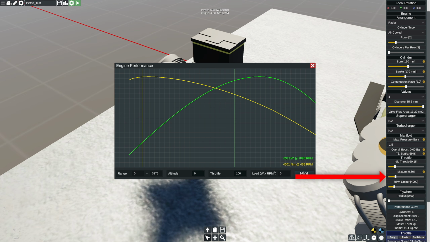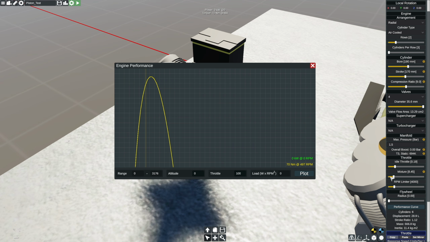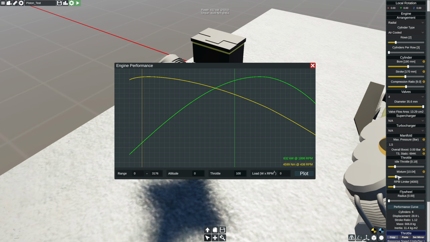Mixture controls the ratio of air to fuel entering the cylinder. A lower value will run more fuel rich and allows for more power up to a point. Too low and you will choke the engine. A lower value can also reduce preignition. A higher value will run leaner and is more efficient but will decrease power and can also increase preignition.